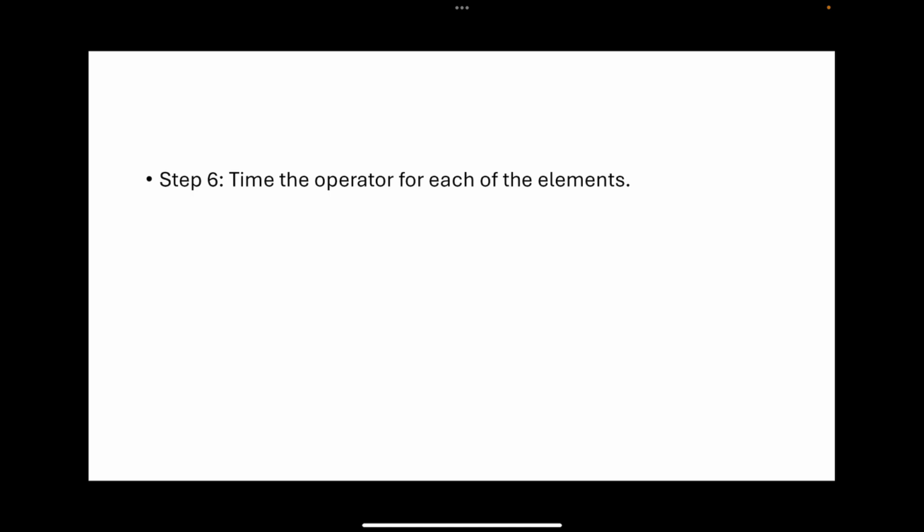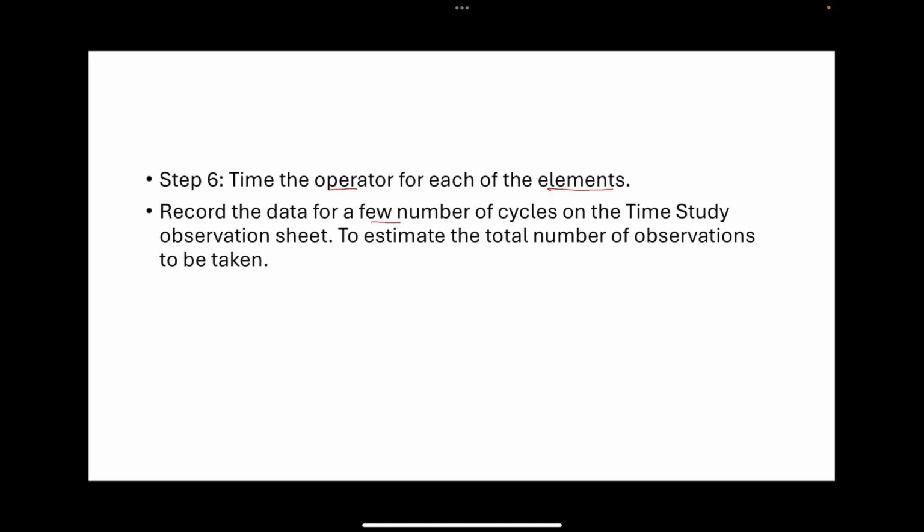Now, we will time the operator for each of these elements. For each element we will time. Then we record the data for a few cycles on the time study observation sheet. That means this job is done for many cycles, so we will repeat this recording process for various cycles. It is not limited to one cycle. We will do maybe 5, 6, up to 10. The more cycles, the more the accuracy. For each cycle you will record the time taken for these various elements.